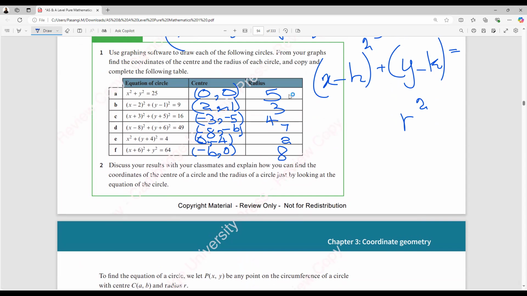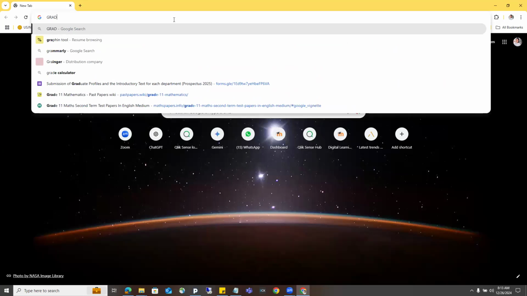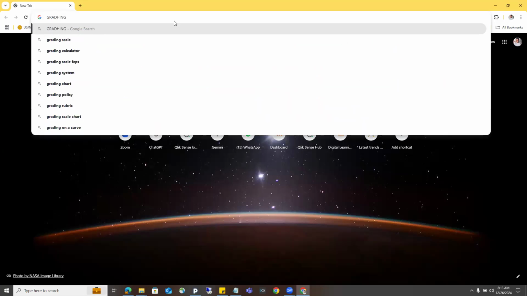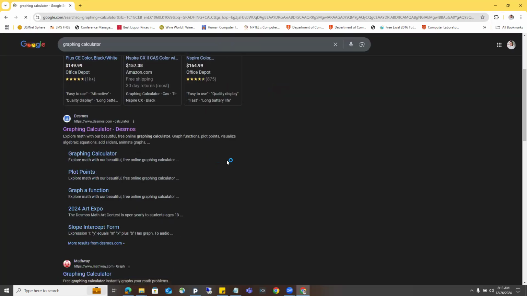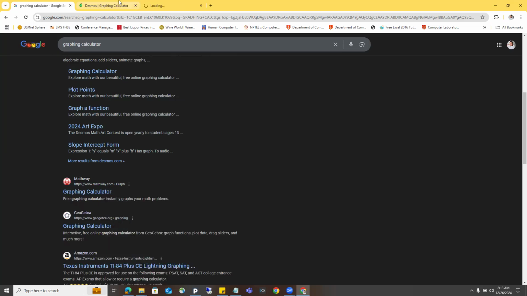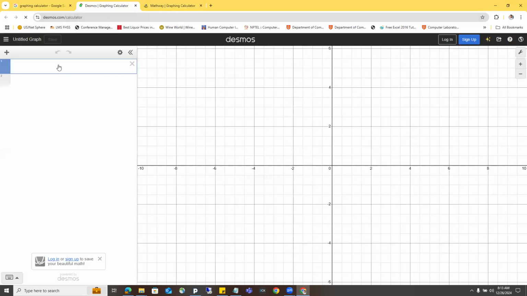If I do these ones, let me share my whole screen. So there we have graphing calculators. If I search for graphing calculator, okay, I normally use this Desmos one, or Mathway is also fine, but it's really easy for us to use this Desmos one.